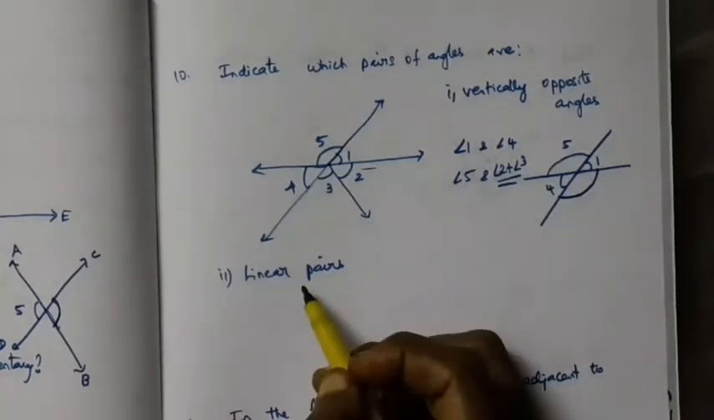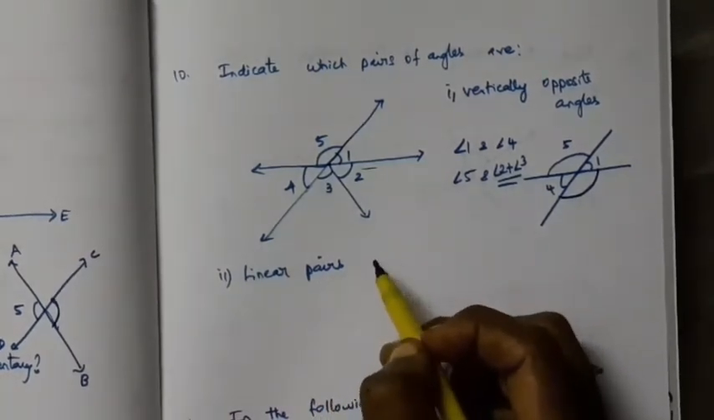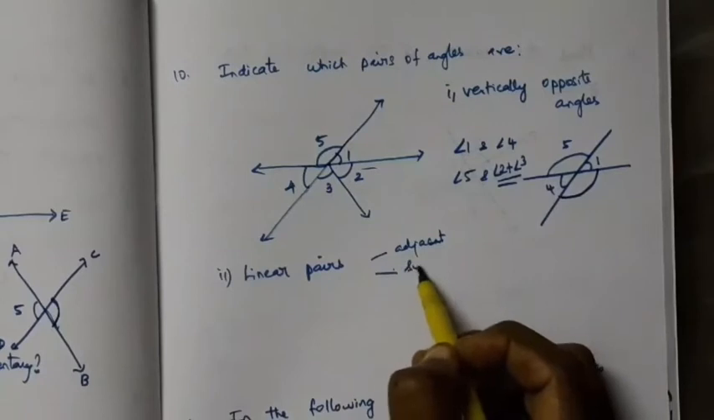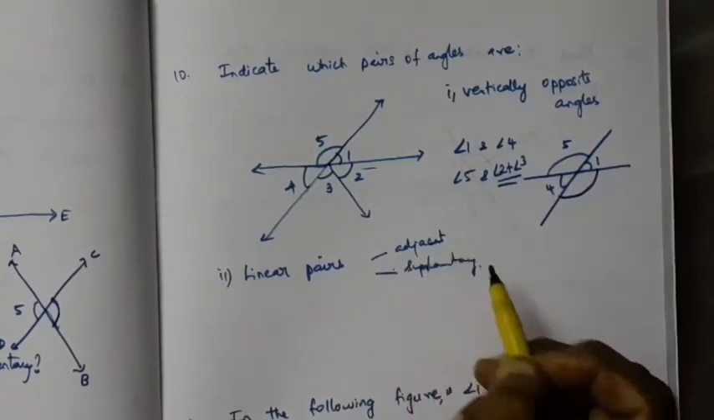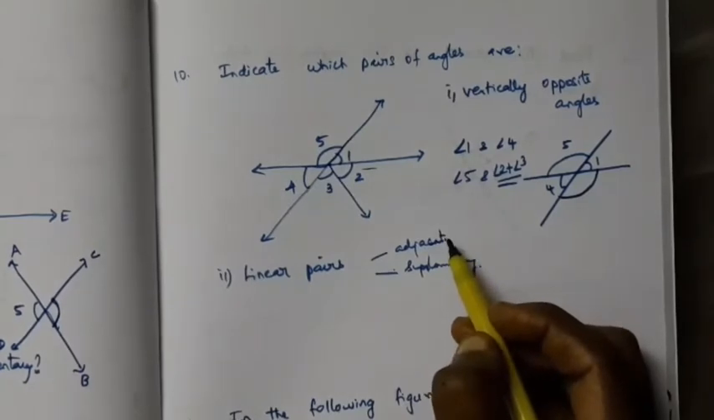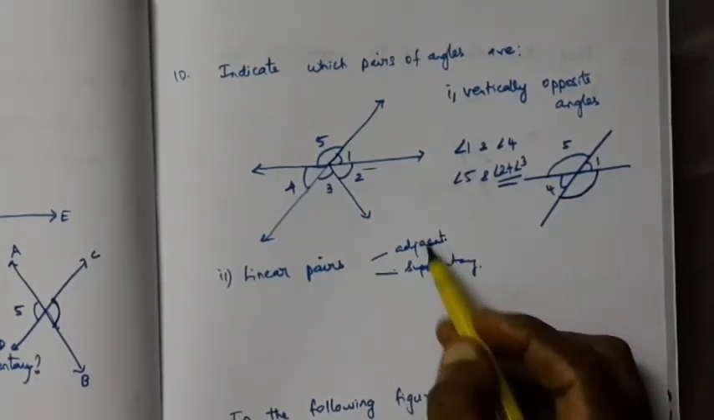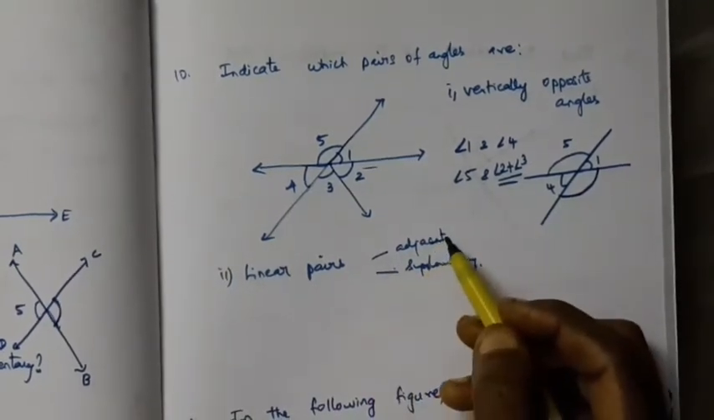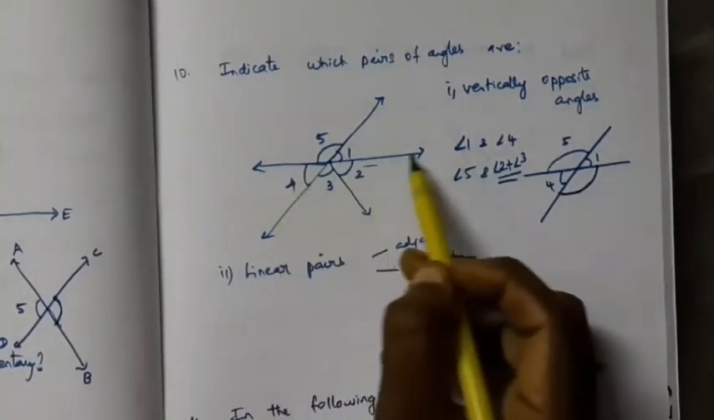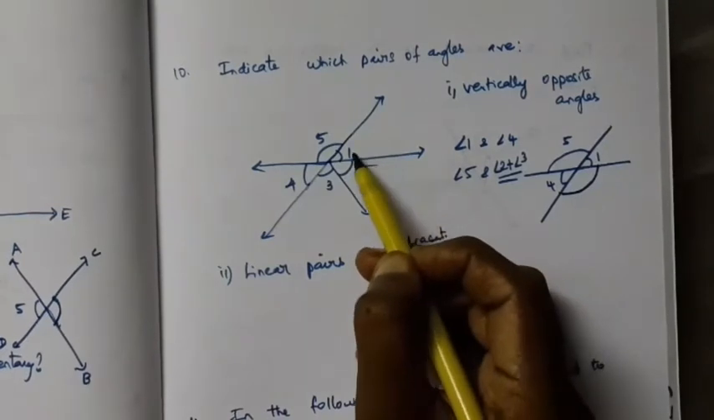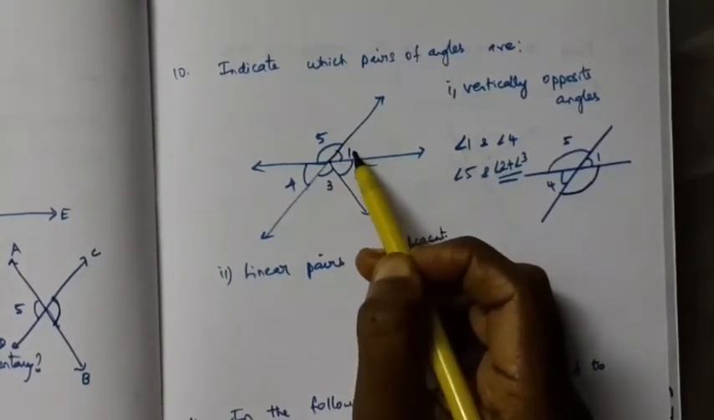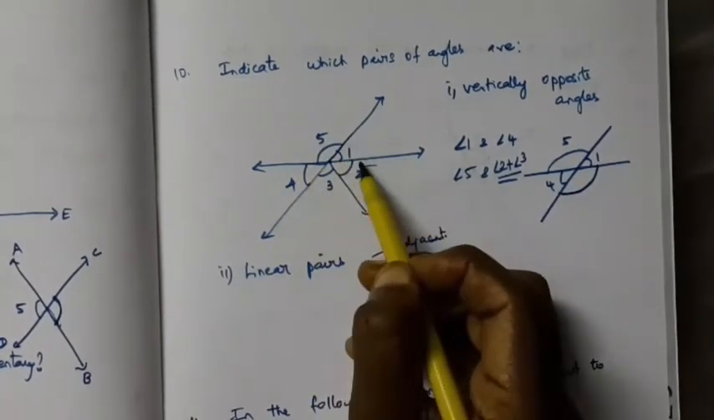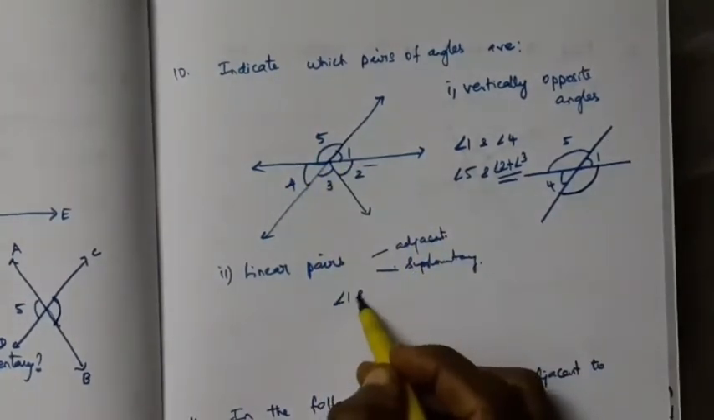What are linear pairs? Whenever it is a linear pair, two things should come to mind. One is they should be adjacent, and supplementary. The two angles should be adjacent angles. When you add the two angles, you should get 180 degrees. When these two conditions are satisfied, then they are called linear pairs. First you have to check for two adjacent angles. So when you take this line, angle 1 and angle 5 are adjacent angles. When you add them, you will get 180 degrees because this is a straight line. From here to here it is 180 degrees.